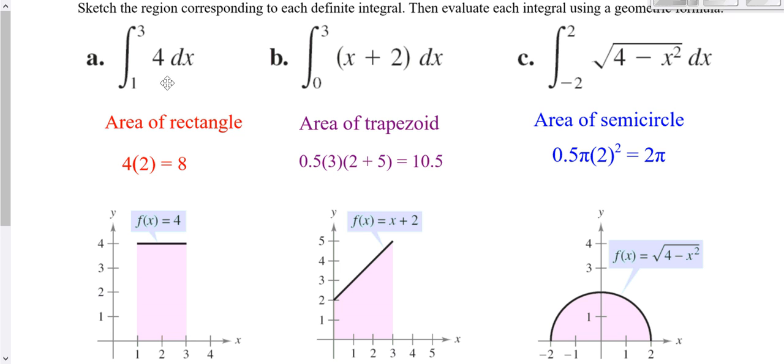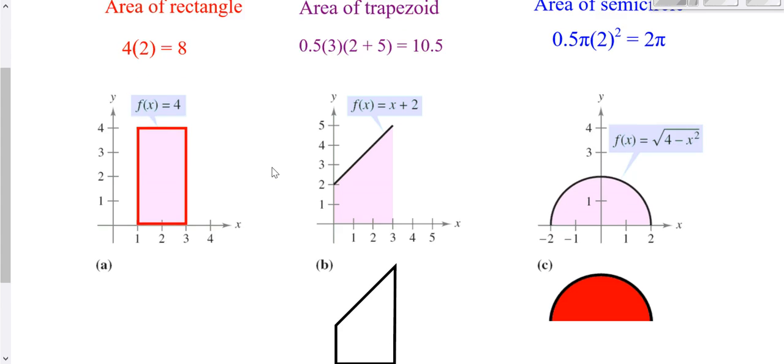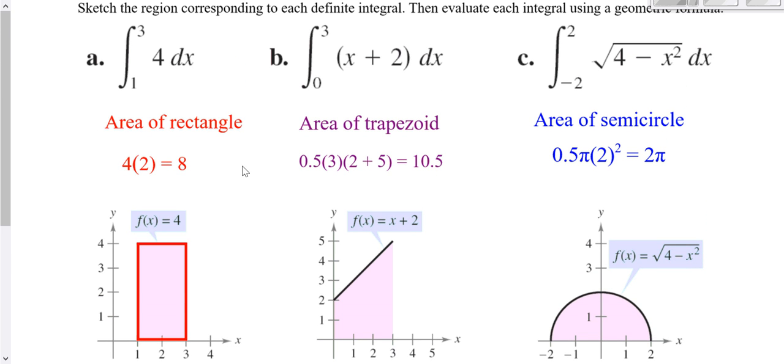Here, we would have a horizontal function, a constant function, and you'd be looking for your area underneath that curve. Well, that would basically be a rectangle. So there are times we don't have to use the limit process, and we can use geometry and do our width of 2 times our height of 4 and get 8.